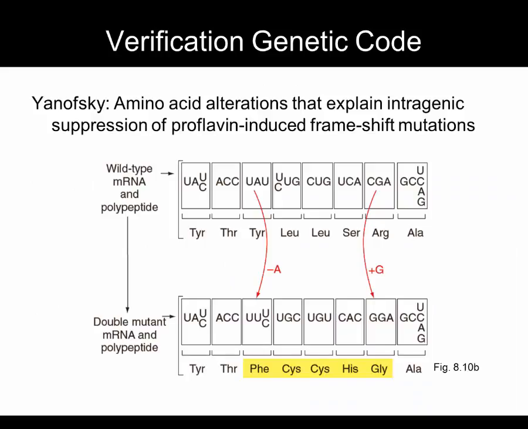In addition to just substitutions, Yanofsky also looked at proflavin-induced frameshifts. Like Crick et al., he made frameshift mutants, and then got revertants through mutations at second sites within the gene. He saw that just the amino acids between the altered codons were affected, and the changes were all consistent with what would be expected by a reading frame shift between the mutated codons.